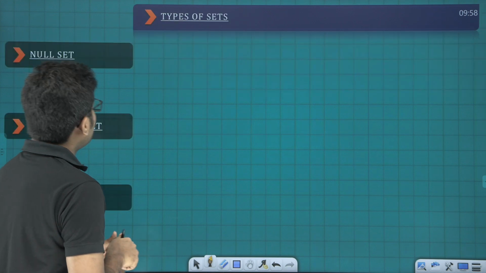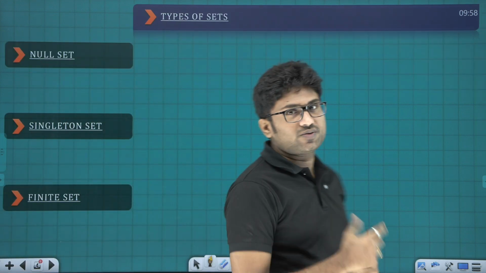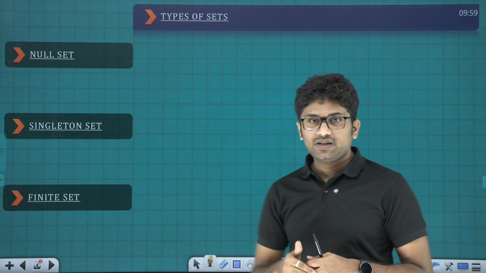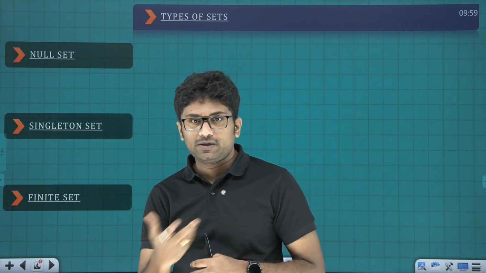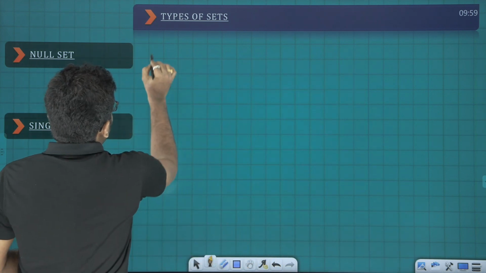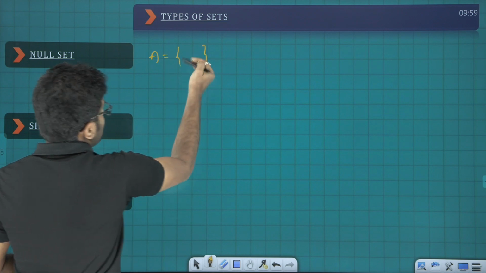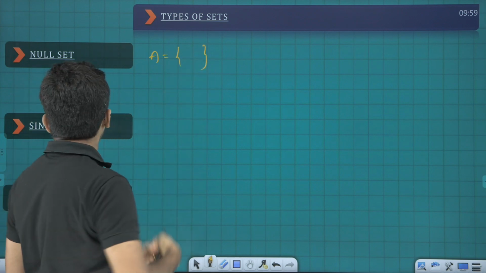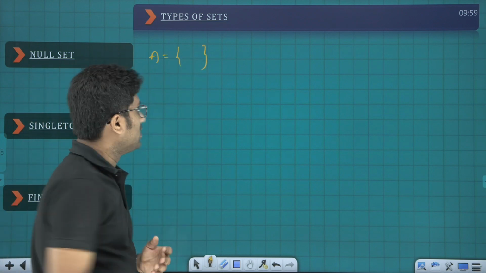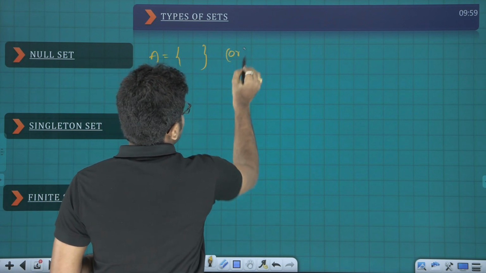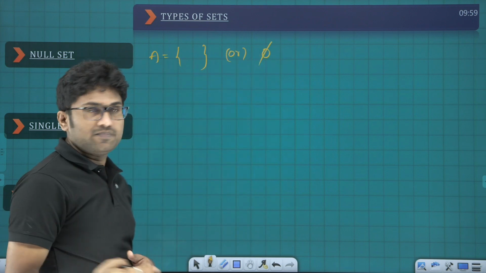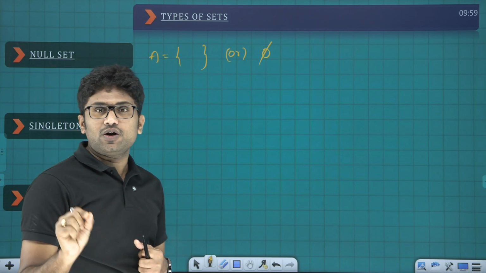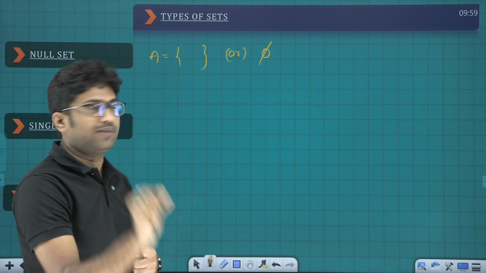Next, different types of sets we see, starting with the null set. A set without any element, a set which consists of no element. Generally, a set which consists of no element looks like this. Empty set we say, or null set, void set. We can also represent the null set as phi, either empty curly brackets or phi. This particular set we call null set or void set or empty set.